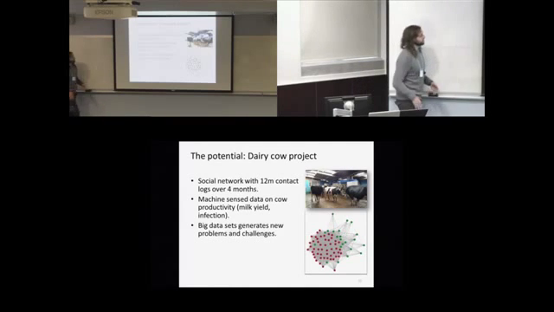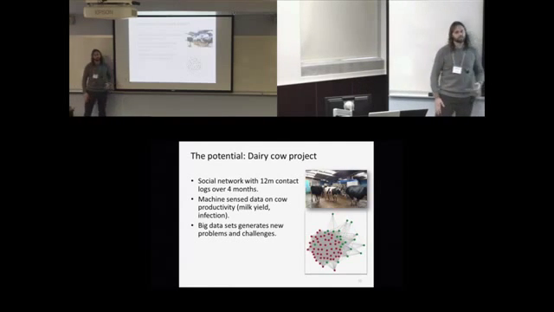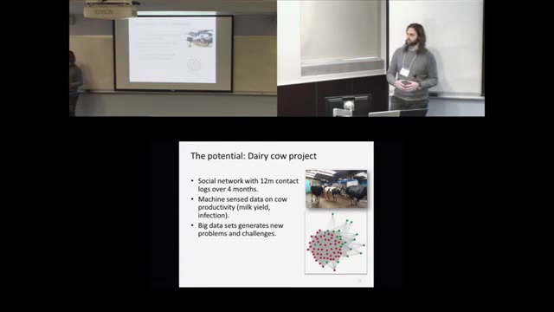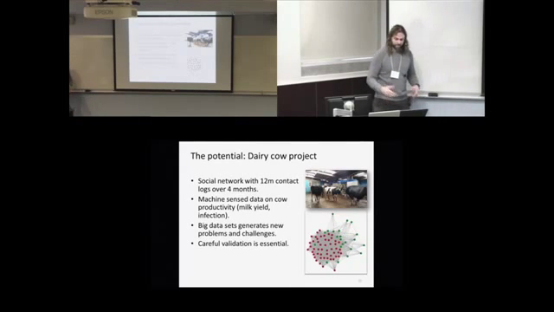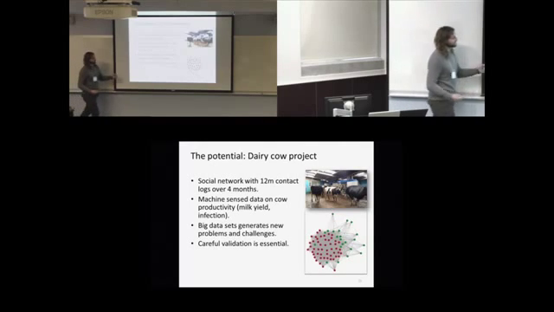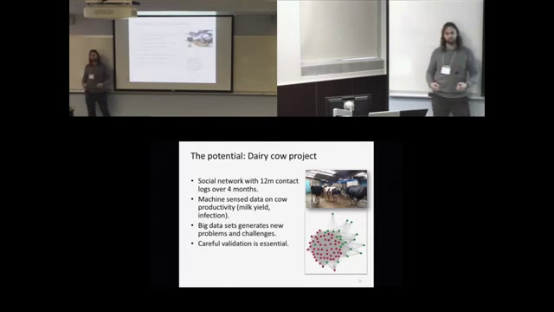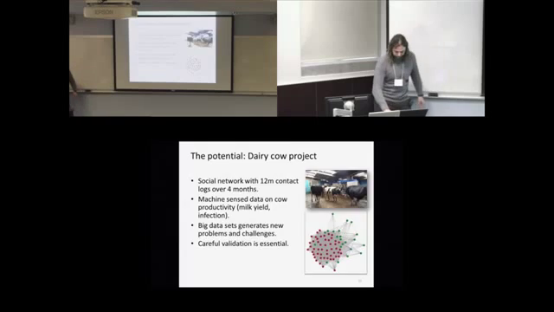These big data sets generate new problems and new challenges. All of a sudden we're confronted with 12 million events rather than the 7 events that we had for the first example with the guppies. And we really need to think carefully about calibrating and validating methods before we get really excited and carried away with them.